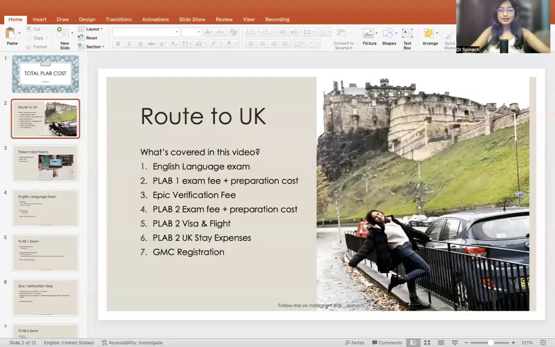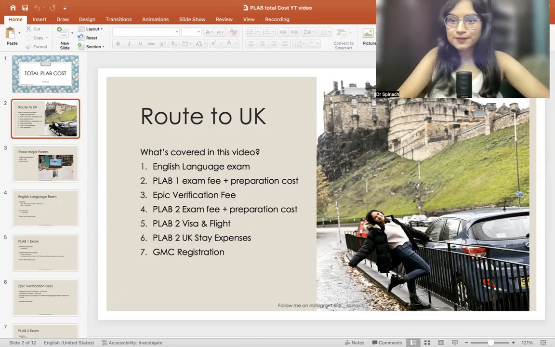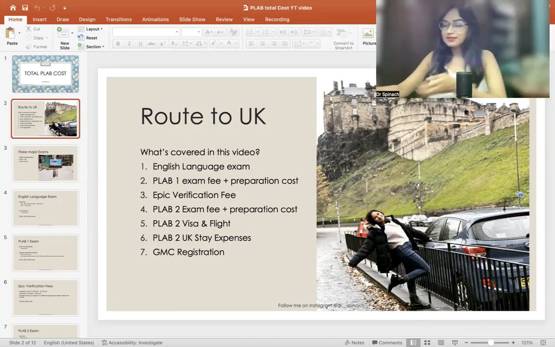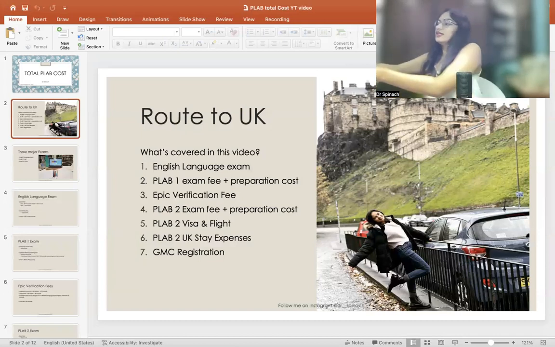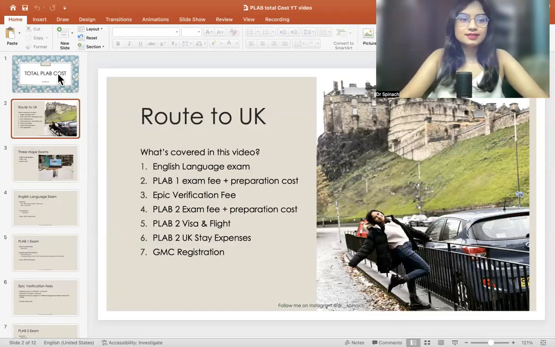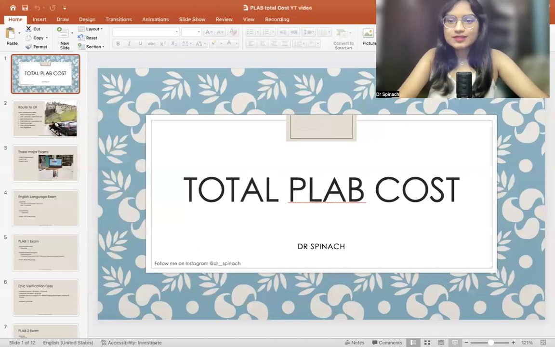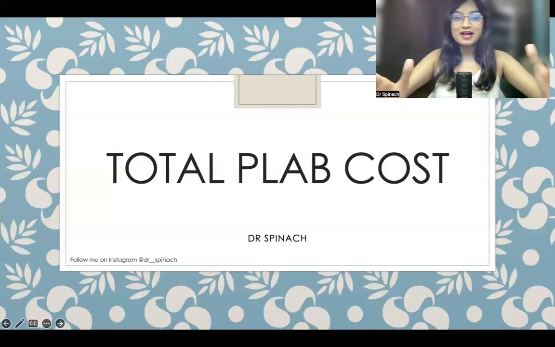So let me quickly start sharing my screen here. I hope you can see my screen and let me just put myself into a larger view. All right, so here we go. Starting from the slides. The first slide, total PLAB cost.